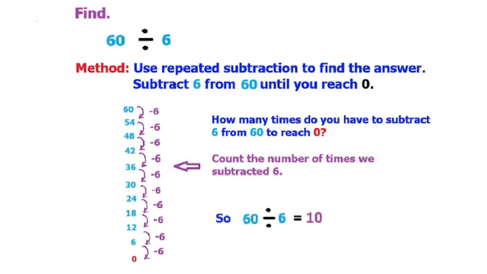So 60 divided by 6 equals 10. That's the answer. And that's the way to do it if you use the repeated subtraction method.